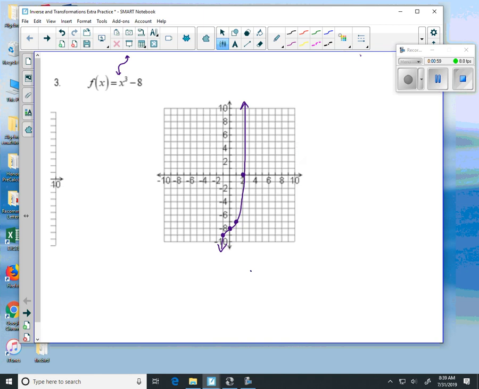All right. Now, we find our inverse. I guess we could go ahead and write out there our domain and range. So for f of x, domain is going to be all reals, and so is range.